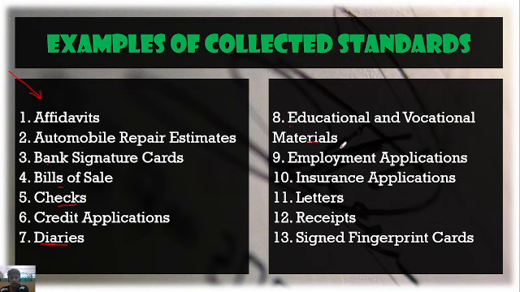Educational and vocational materials. In schools, makukuha employment applications. Sa workplace, insurance applications, letters, receipts, and signed fingerprint cards, usually in government agencies such as NBI or PNP. Okay, so it's good since you are in the PNP, then maybe this kind of standards may be easy for you to get. Okay, so those are some examples of collected standards.